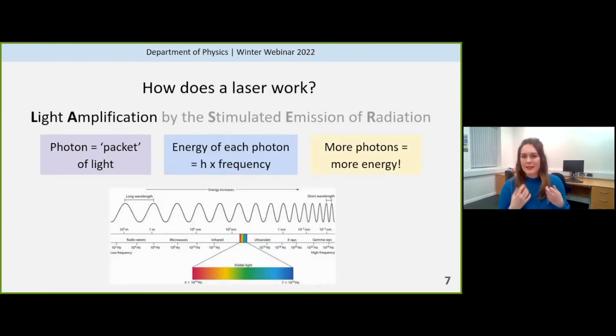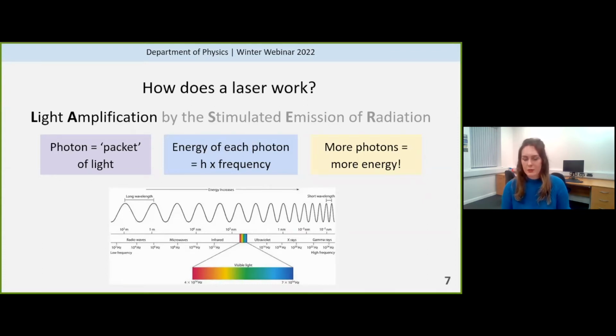So the first part is light amplification. Essentially a laser is working by taking some seed amount of light, so a small amount of light, and making it more amplified, giving it more energy, okay? So the way of thinking about this is our light that will be forming up the laser light can be described in terms of photons, which are essentially little packets of light. So our little waves are going to travel in these little packets. The energy of each photon is related to hf, so the frequency of the light. So each of these photons is going to have the same amount of energy because it's going to have the same wavelength and the same frequency.